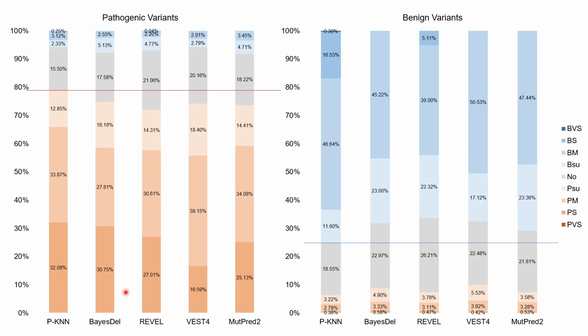And if we want to stick to the point-based framework of the ACMG guideline, then we can see that P-KNN still can assign the most pathogenic evidence to pathogenic variants and the most benign evidence to benign variants, compared to the 4 best tools in the dataset.